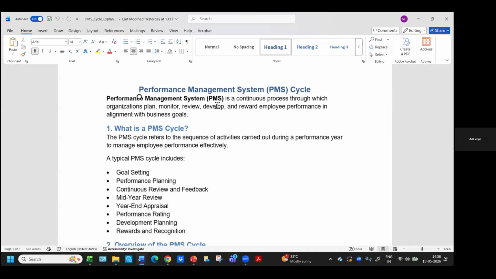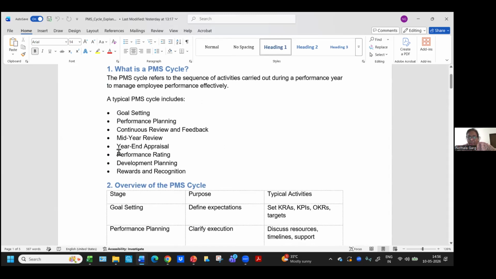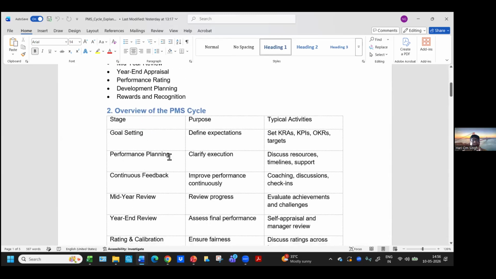So I wanted to tell you all that yesterday we taught you goal setting, KRAs, KPIs. Now it happens, it is set. When does goal setting happen? I told you, at the beginning of the year, which is typically called performance planning. Once that happens, you keep getting continuous feedback through your lead KPIs to improve the performance continuously, through coaching, check-ins, and discussions.